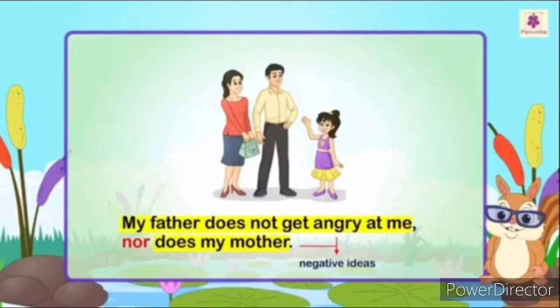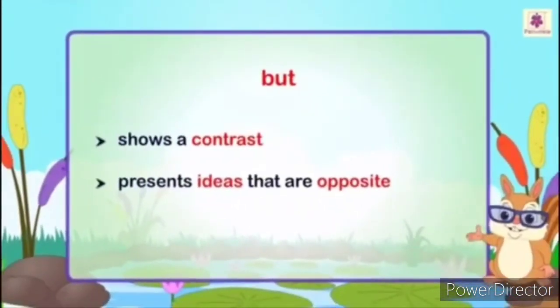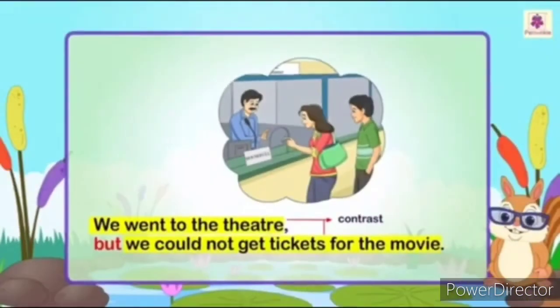So let's move on to the next conjunction, that is "but". "But" shows a contrast and presents ideas that are opposite to each other. Children, look at the example given here for the coordinating conjunction "but". We went to the theatre but we could not get tickets for the movie. So see here we are showing the contrast. We went to the theatre but we could not get the tickets for the movie.